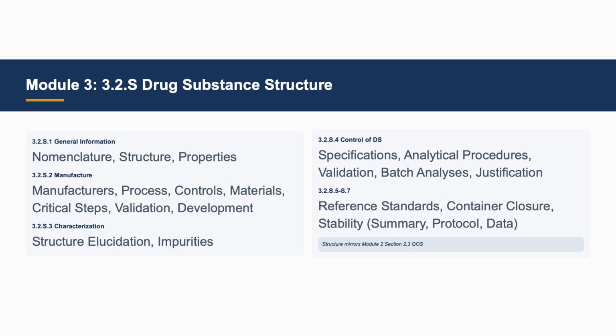Section 3.2.S.6 covers container closure systems used for storage and shipping of drug substance. Section 3.2.S.7 addresses stability, including summary and conclusions, post-approval stability protocol and commitment, and actual stability data.